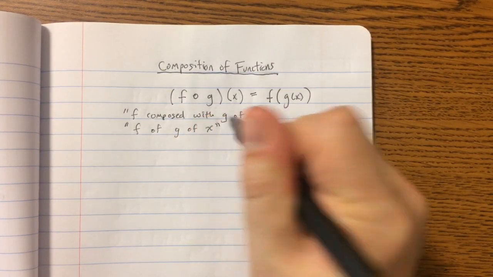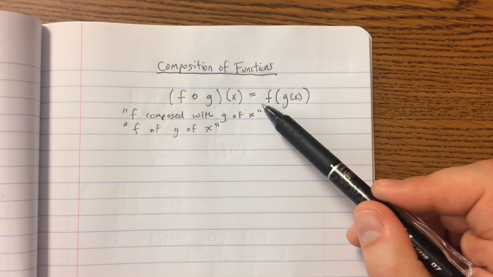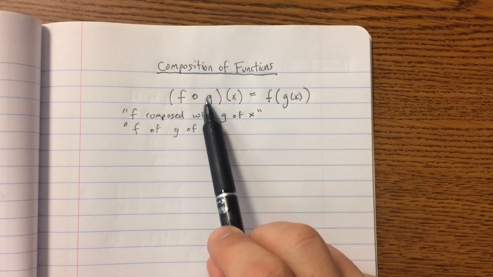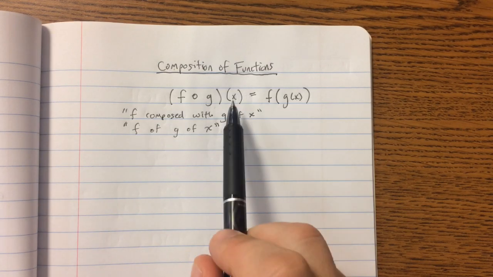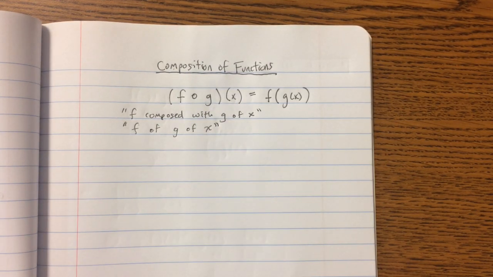And what this means is you're going to substitute whatever the G function is into F. So you're just plugging this into this function. Whatever function is written to the right is what's being plugged into whatever's on the left. So X is getting plugged into G, G is getting plugged into F. Let me show you a few examples of how this plays out.